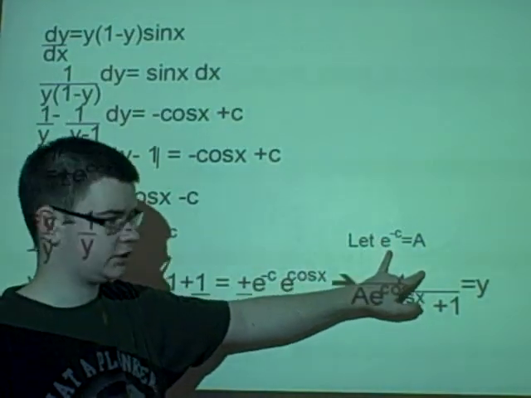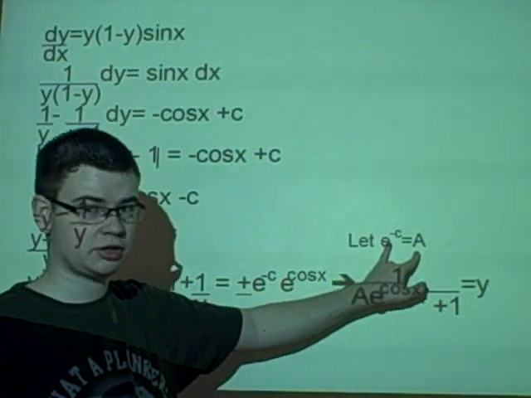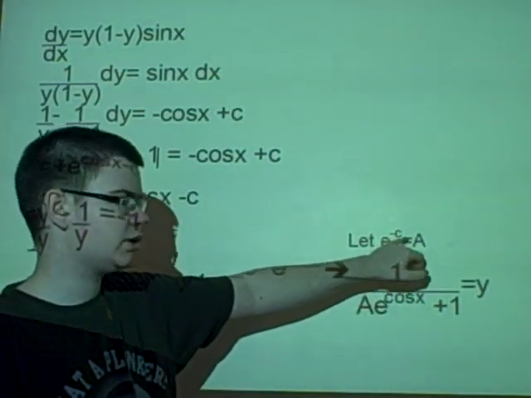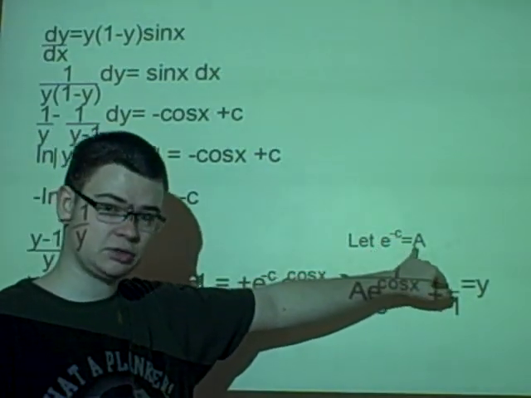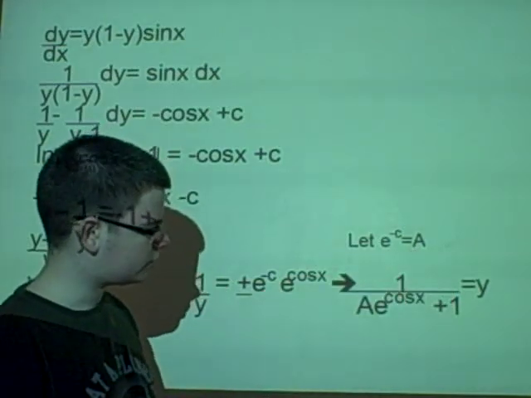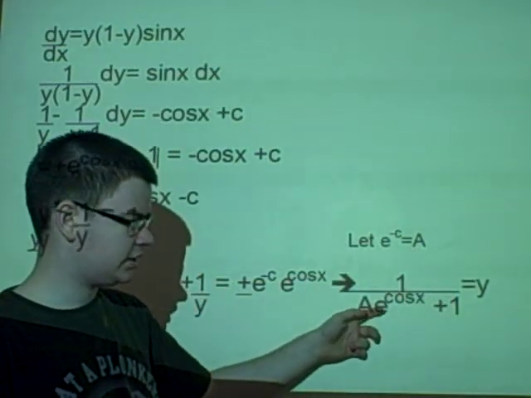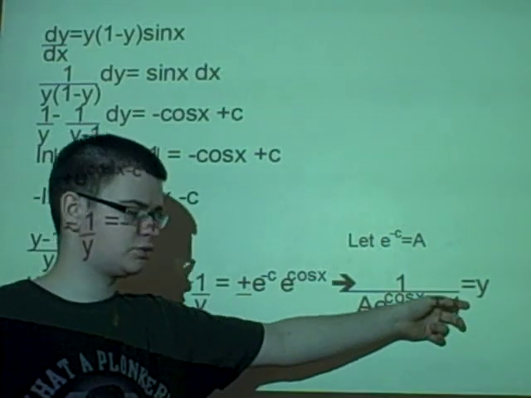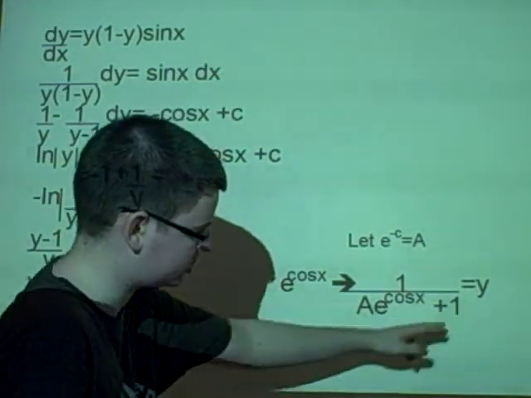Now what I've also done is substituted to make it look a bit nicer again. E to the minus c, I've made that equal to a. So what we've got here is 1 over a e to the cosine x plus 1 equals y. So we've got y on its own.